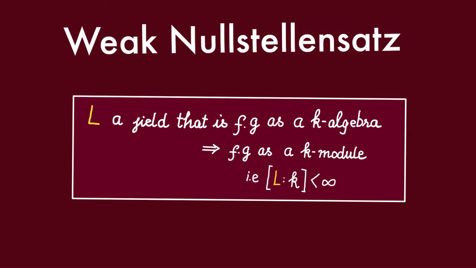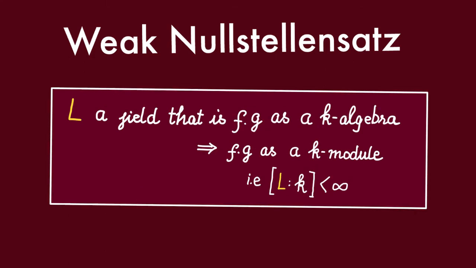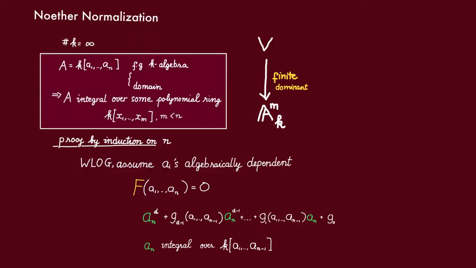Previously, in our proof of the weak Nullstellensatz, we have used the following theorem, which is sometimes also called the weak Nullstellensatz. The theorem says that if L is a field that is finitely generated as a k-algebra, then it must be finitely generated as a k-module. In other words, it's a finite field extension of k.